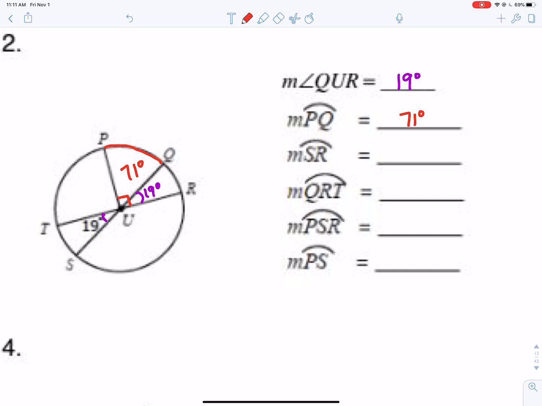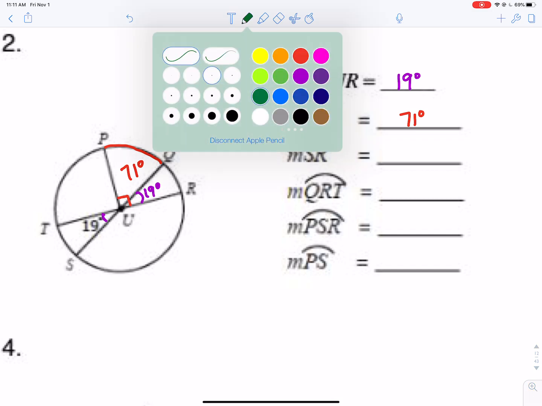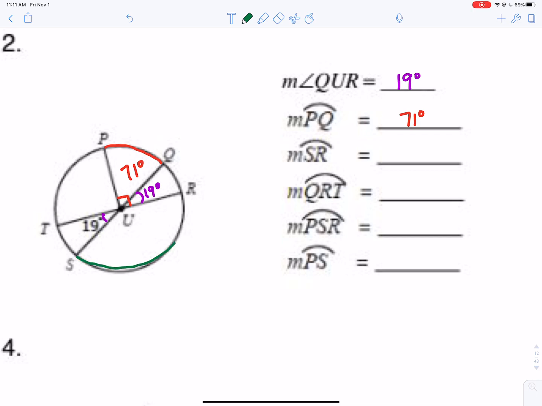The measure of arc SR, let's see, SR would be a semicircle minus the 19 degrees. So we could say 180 minus 19. So 180 minus 19 would be 161. No, is that right? Yeah, 161 degrees.